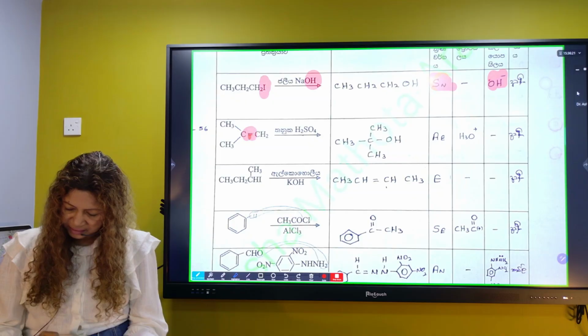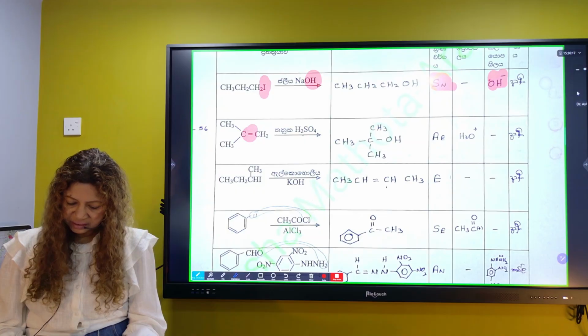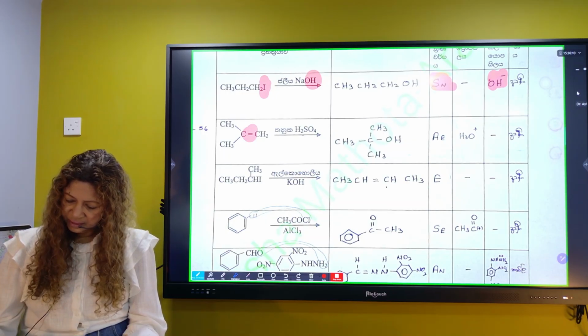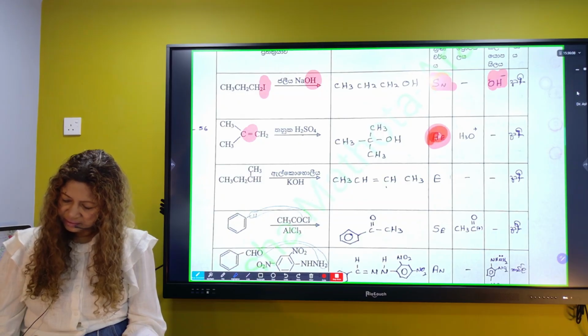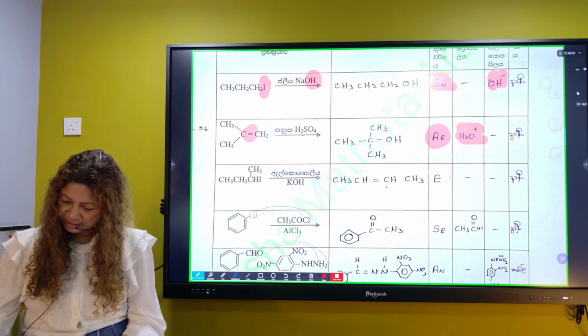The double bond breaks, H and OH join, Markovnikov rule, electrophilic addition. H3O plus is the electrophile, and that's again colorless. There is no color.